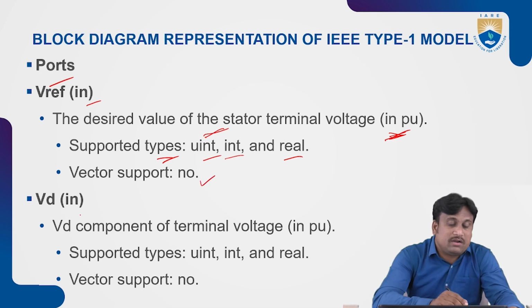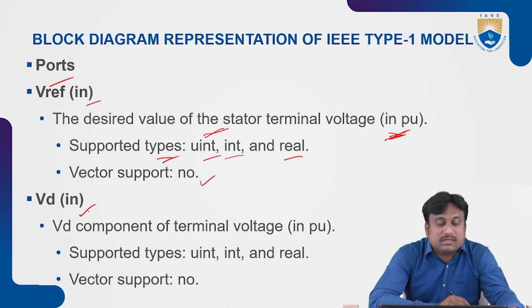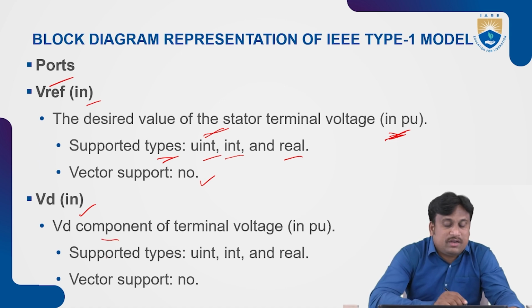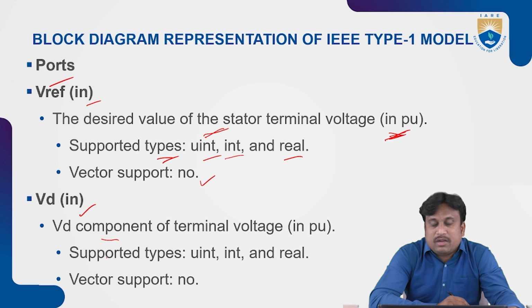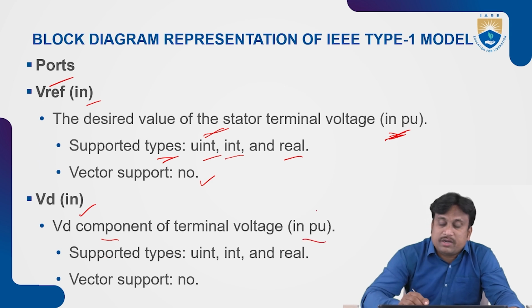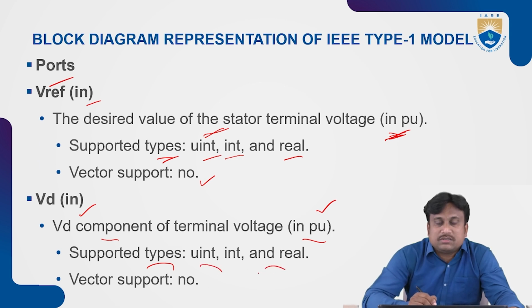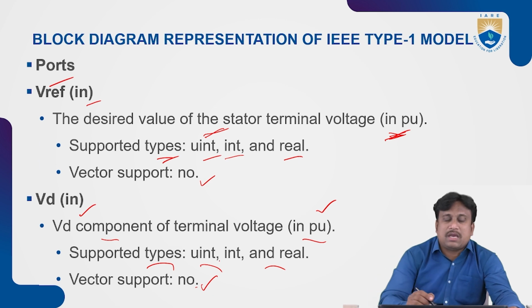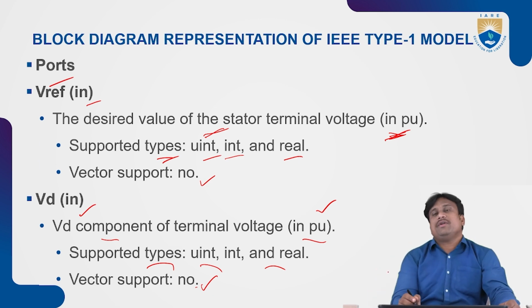Considering another port, Vd as input, the Vd component of the terminal voltage is treated in per unit. That means they are supported by the int and real types. Vector support is also not supported for Vd. That's why these are treated as linear variable parameters, V reference and Vd.